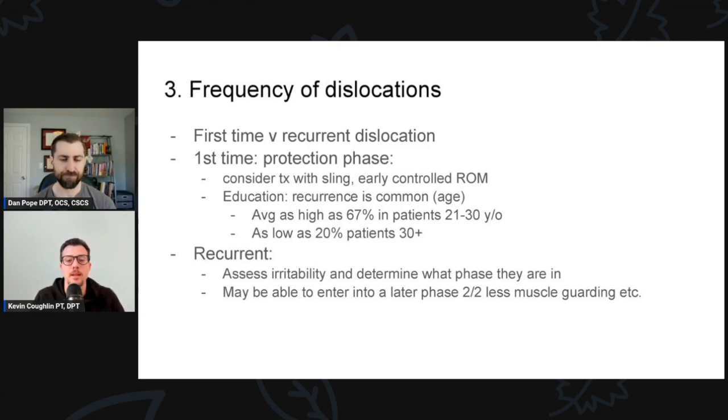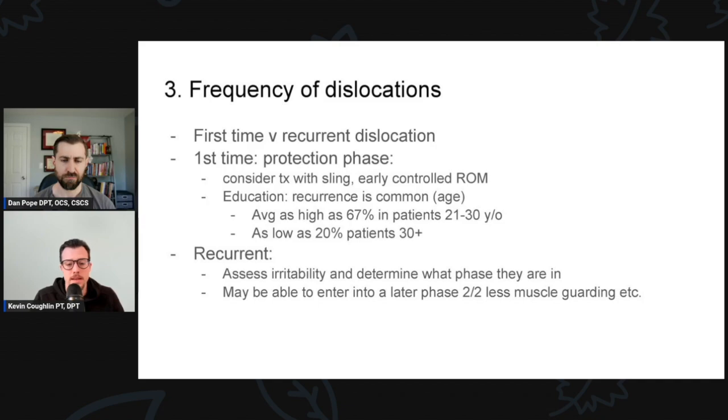Something else could happen. If they're of older age, there's some education there that you might have a better chance of doing this conservatively. So just talking to them about all the things that we've covered. And, again, with the age, right? Average as high as 67% of patients, 21 to 30 will have recurrence, and as low as 20% in patients over 30. So something to consider in that education.